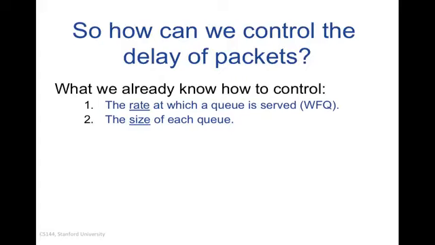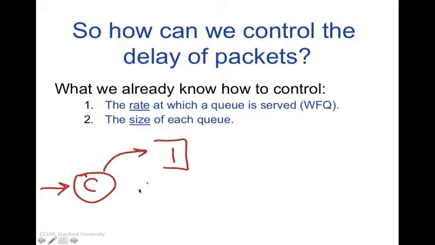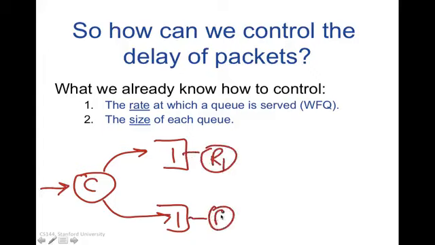So we can control the delay of the packets from things that we already know. What we already know how to control is the rate at which a queue is served using WFQ and the size of each queue. This suggests a model for a router where we classify the packets as they come in. So this is the arriving packets, and I'm going to classify them. I'm going to decide the flow to which they belong, and then I'm going to stick them into that queue. If they had gone into another queue down here, that one would be serviced at rate Rn, and then they're going to come together and go onto the outgoing line of rate R.